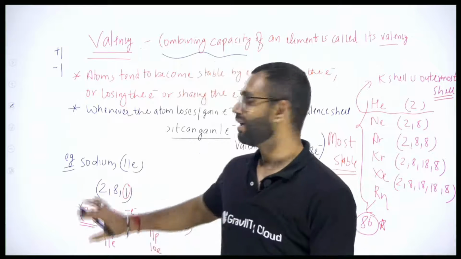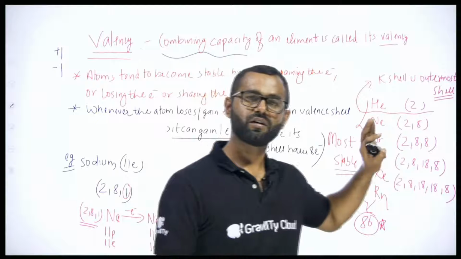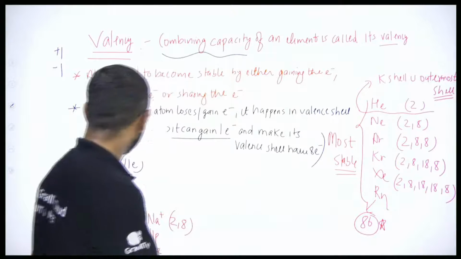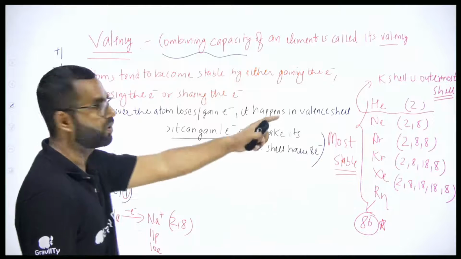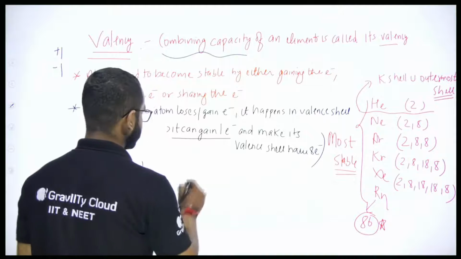So that's why sodium also wants to become like that. Chlorine also wants to become like that. Right? That means their configuration. So that's why sodium lost this electron to become like neon, because neon has 2,8. So it becomes 2,8. Similarly, take the example of calcium.